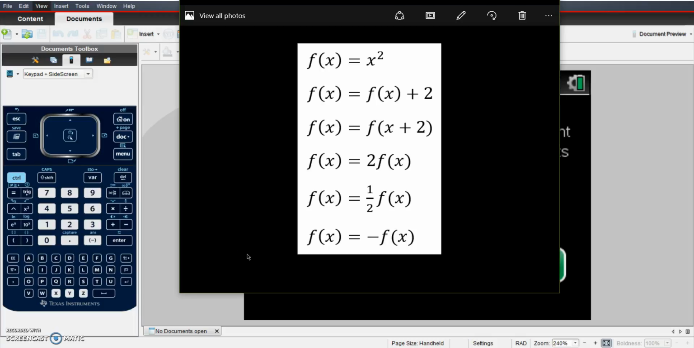My name is Mr. Hill, and today I'm going to show you how to determine the different types of transformations that are used on a certain function. In this case, that function is f of x equals x squared, and I have a plus 2 on the outside, a plus 2 on the inside, a 2, a half, and a negative multiplied by that function. So I'm going to do this all in my graphing calculator, so I'd like you to grab yours and follow along.